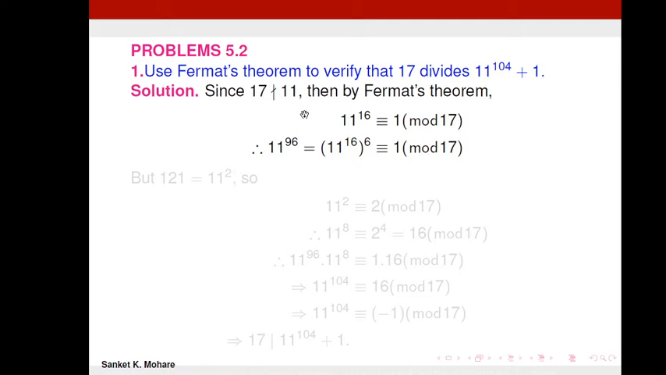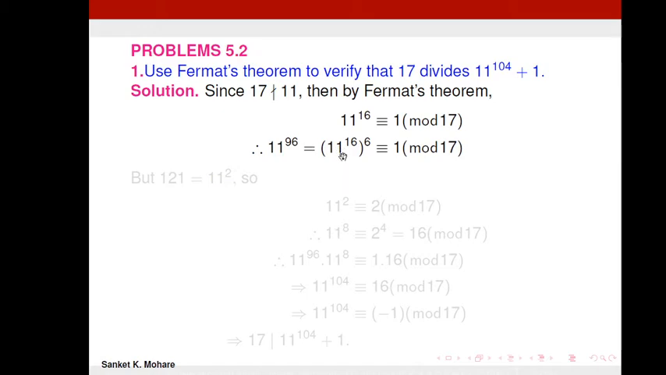what was Fermat's theorem? A raised to p minus 1 is congruent to 1 modulo p. Here the value of a is 11, to the power p minus 1. The value of p is 17. 17 minus 1 is 16. So 11 raised to 16 is congruent to 1 modulo 17, as the value of p is 17. Therefore 11 raised to 96 is congruent to 11 raised to 16 to the power 6. So 96 is equal to what? 16 into 6. So I can write it in this way.